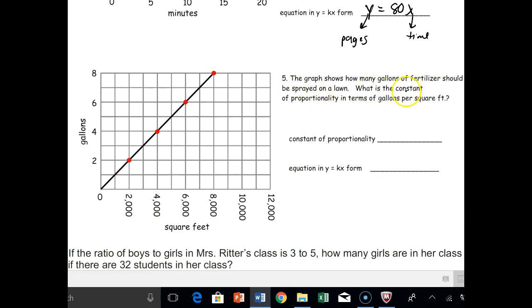This one says, what is the constant of proportionality in terms of gallons per square feet? So they want gallons over square feet, SQ FT, right? That's a square feet, okay? So in this one, you know it's 2 over 2,000. To figure out your answer, you can use a calculator, divide by 2,000. We want to divide by 2,000 because we want to figure out how many gallons I get for 1 square foot. So your answer is definitely going to be a decimal over 1. So I'll let you use the calculator on that.